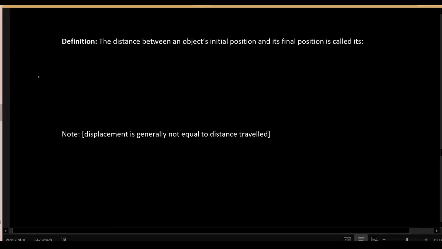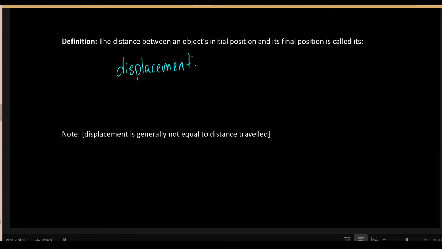Now, in formal terms, if you want the distance between an object's initial position and its final position, this quantity is called the displacement. The displacement of an object is the difference between where it was at the beginning of its motion and where it was at the end of its motion. Displacement does not care about how the object moved between the initial and final times. It only cares about the difference between what happened at the start and what happened at the end.